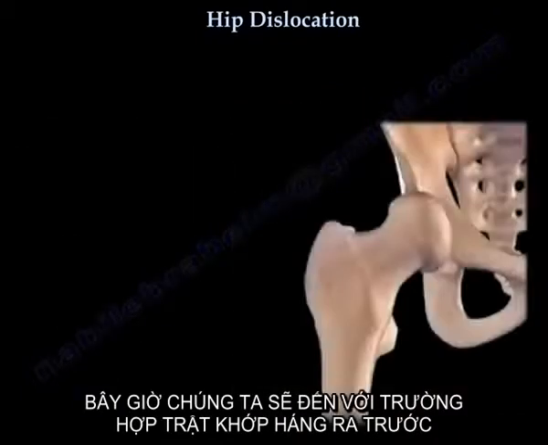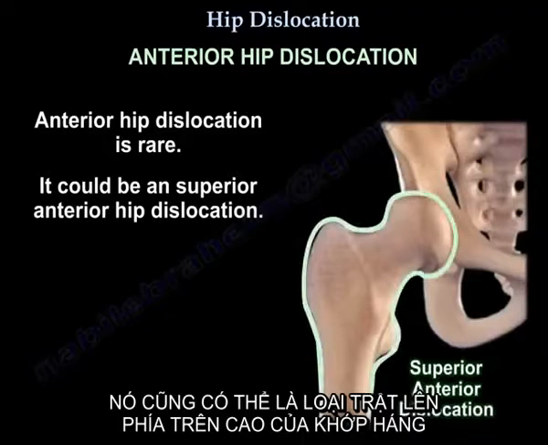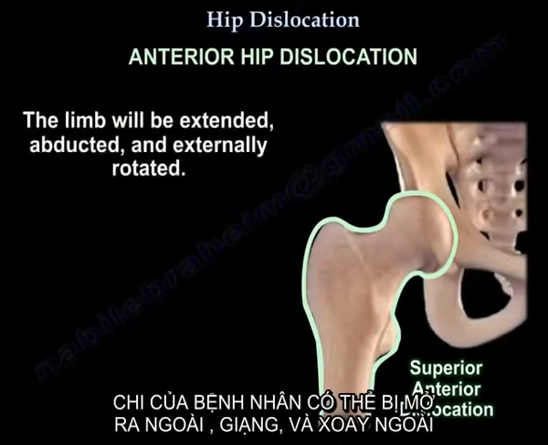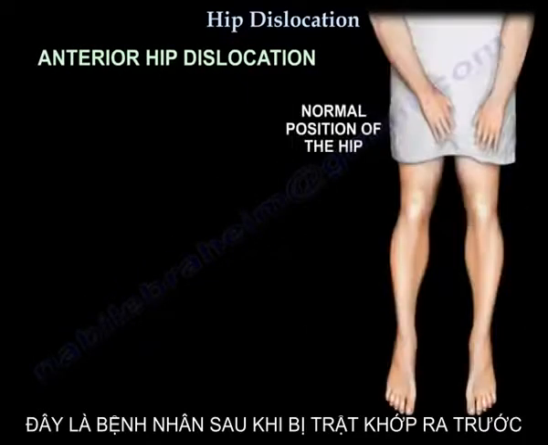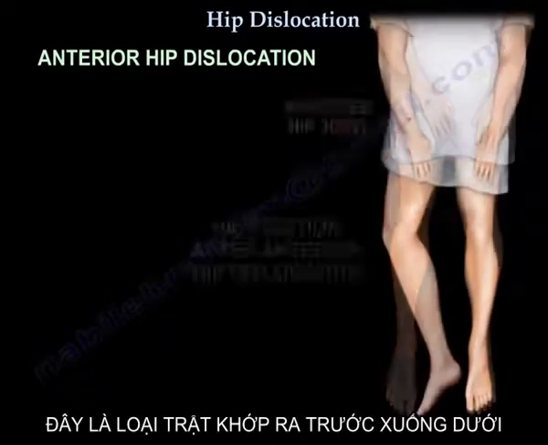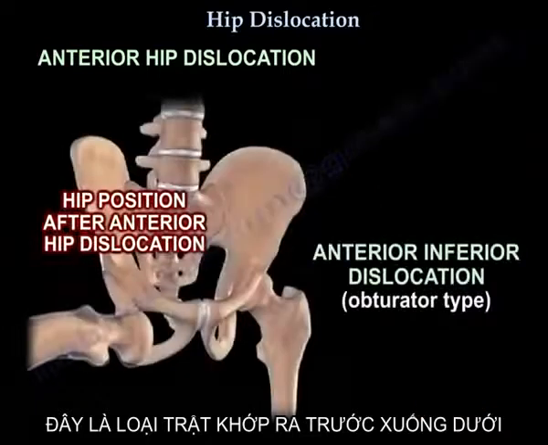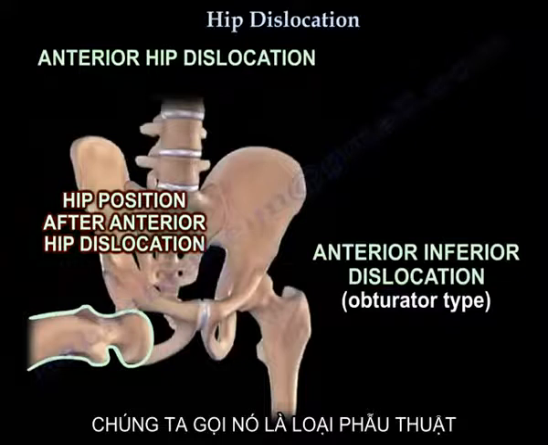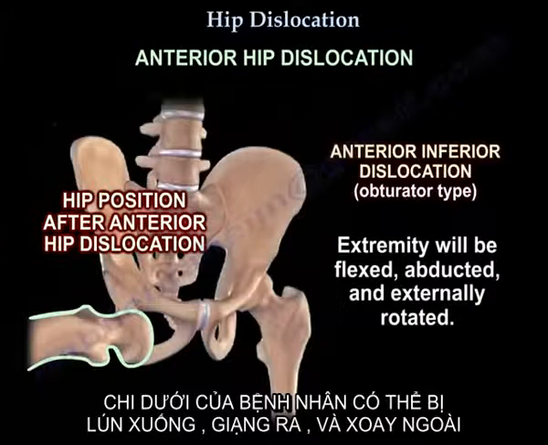Now we go to the anterior hip dislocation. It is rare. It could be superior anterior hip dislocation. The limb will be extended, abducted, and externally rotated. Here is a normal position of the hip. This is the hip position after anterior hip dislocation. This is an anterior inferior hip dislocation. They call it the obturator type. The extremity will be flexed, abducted, and externally rotated.